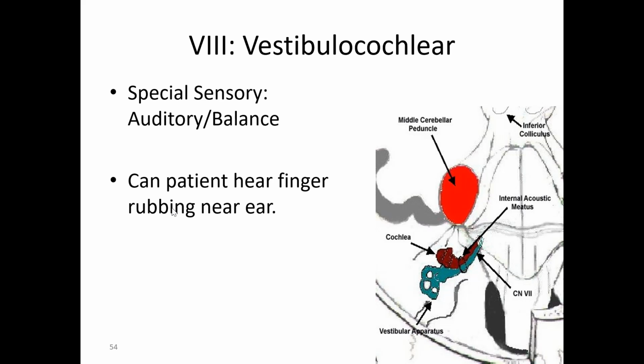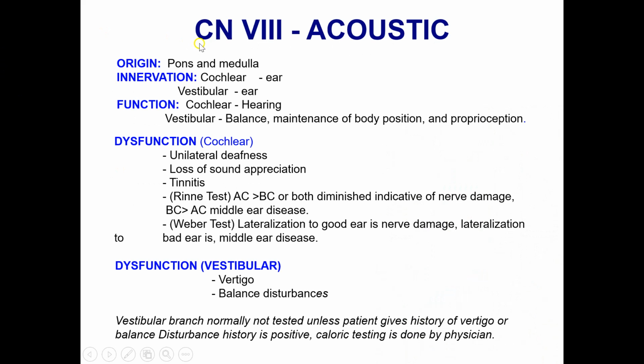Eighth cranial nerve, or vestibulocochlear nerve, carries special sensory fibers for hearing and balance. It arises from the pons and medulla. It provides innervation in the ear for the cochlear and vestibular nuclei. Cochlear nuclei are associated with hearing, and vestibular are associated with balance, maintenance of body position, and proprioception. Dysfunction can lead to unilateral deafness. Loss or dysfunction of the cochlea will lead to deafness, loss of sound appreciation, and tinnitus.